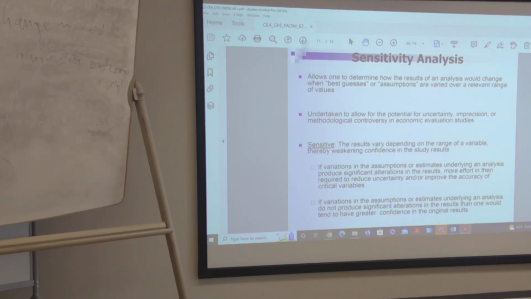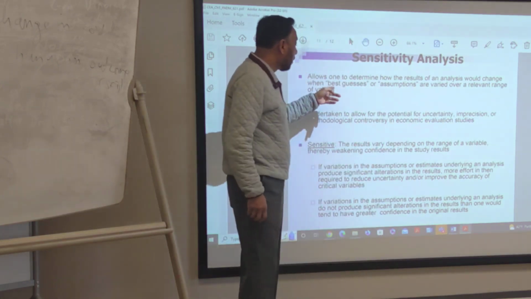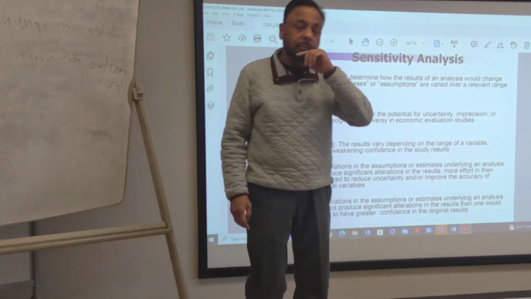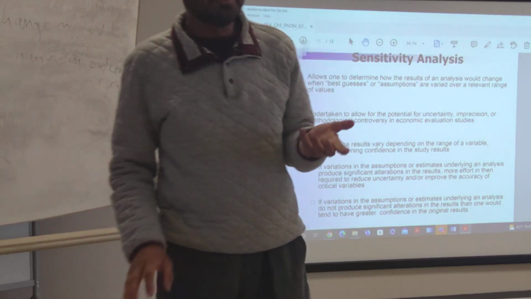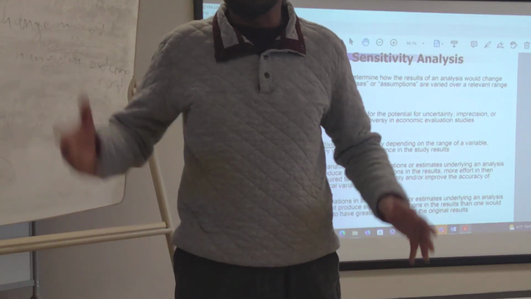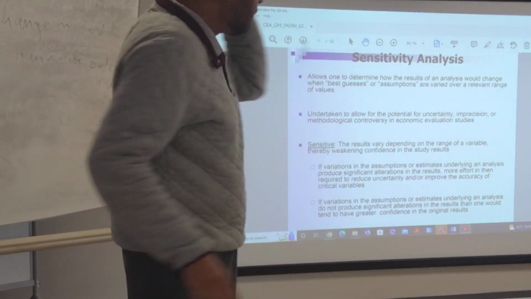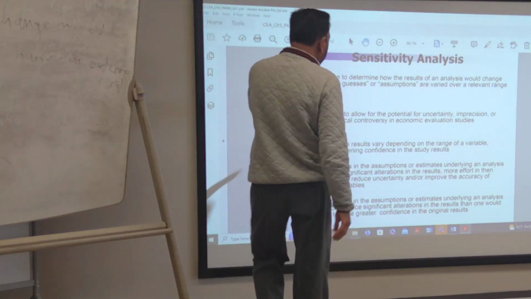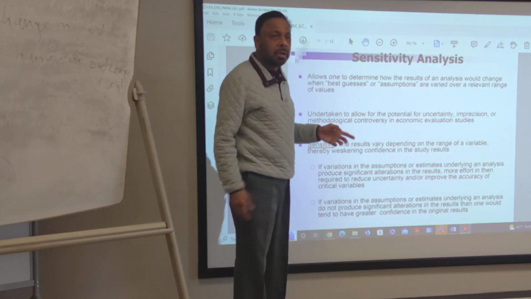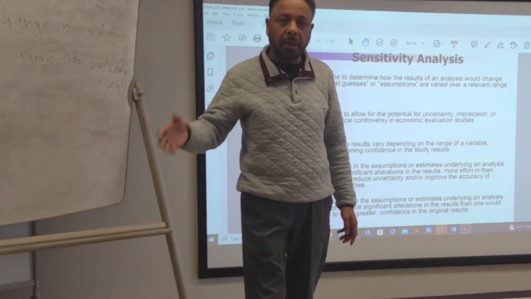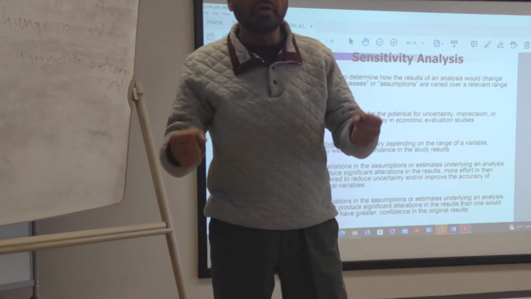Allows one to determine how the results of an analysis could change when best guesses or assumptions are varied over a relevant range of values. So what's this one doing? In cost benefit analysis, I said last week's class, you can vary the discount rate, right? Someone says 5% discount rate, someone says no, I want to take 2% discount rate. The answer changes, right? So if you change any one assumption or one guess you have, what does your answer change? If your benefit cost ratio still says B is better than A, no matter what discount rate you take, you're good, you feel good, right?